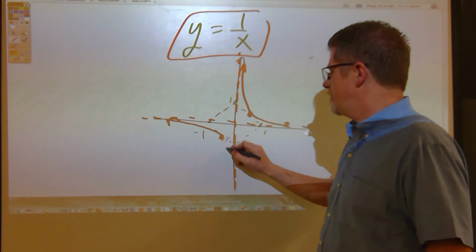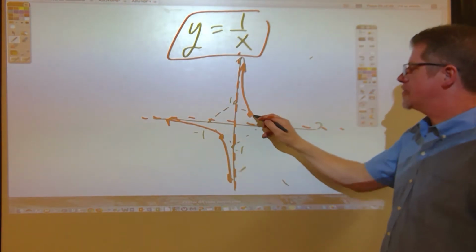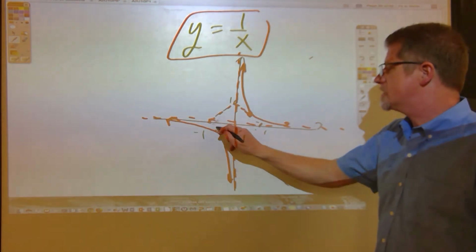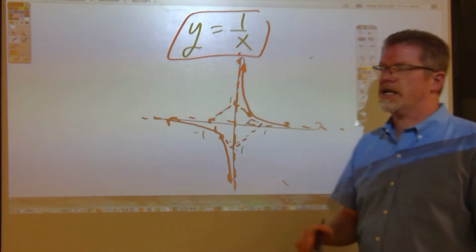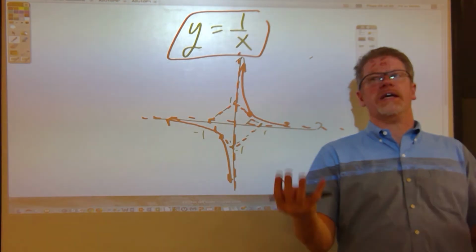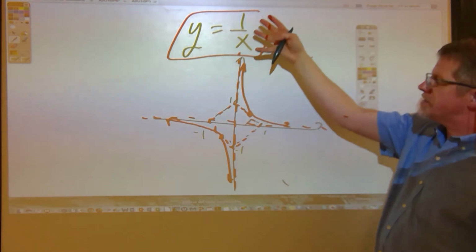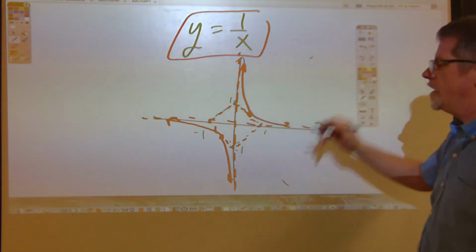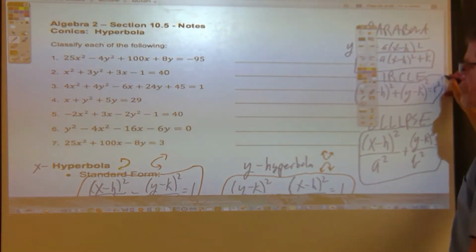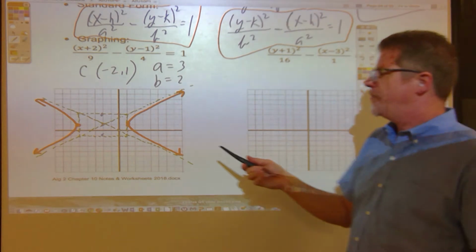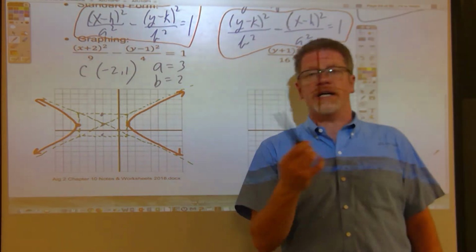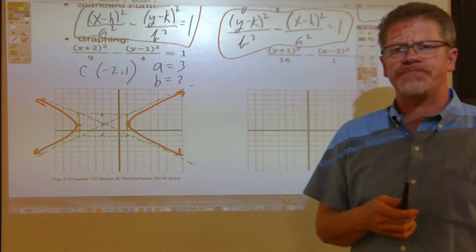But in the past, when we've drawn this parent graph, we've never actually drawn the dotted box. Today I'm going to show it to you for the first time so you can see the connection between calling this graph a hyperbola and calling this graph a hyperbola. Every hyperbola has a dotted box.